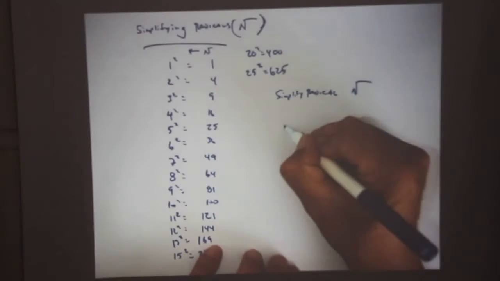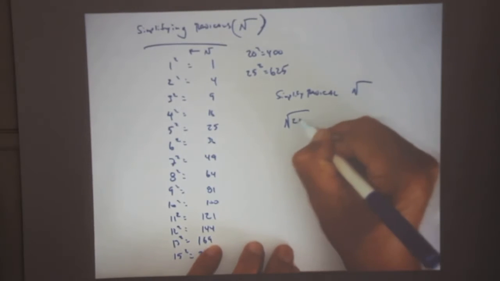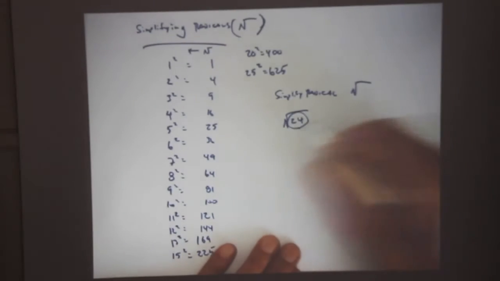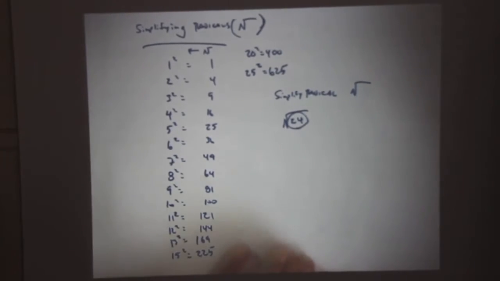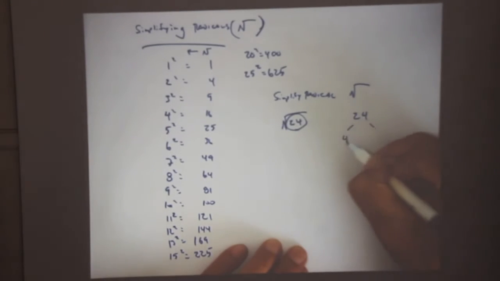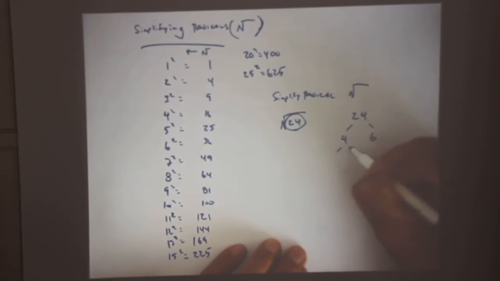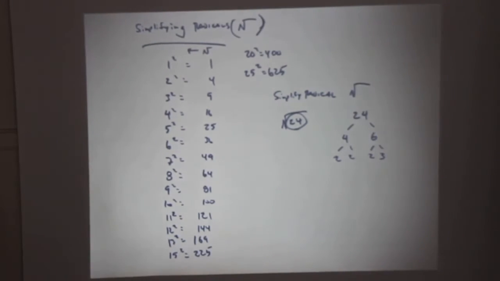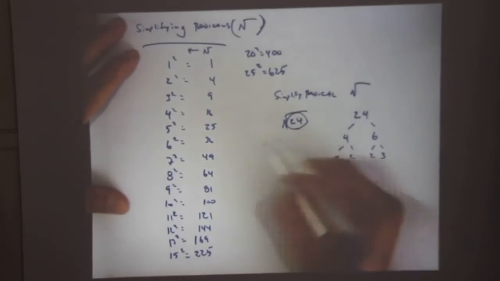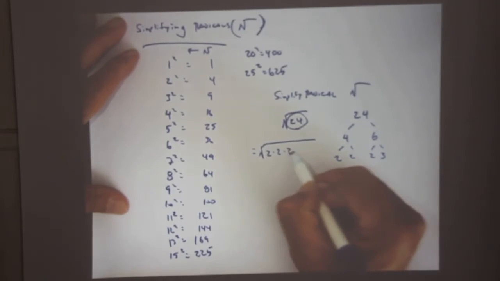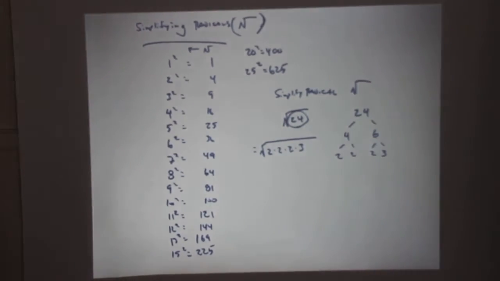So for example, if you have the square root of 24, well 24 isn't a perfect square number, but we can simplify it. What that means is if you think of the 24, it can be broken down into factors: 4 and 6, and then 4 is 2 and 2, and 6 is 2 and 3. Now because we're looking at perfect square numbers, we can rewrite 24 as 2 times 2 times 2 times 3. It's the same thing as 24.